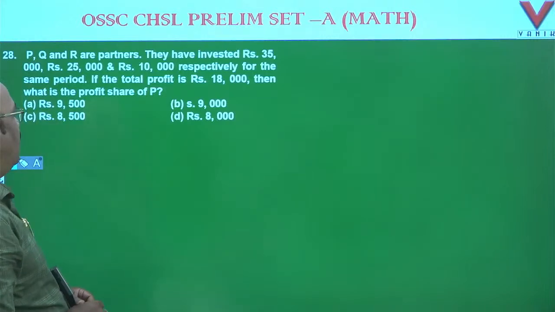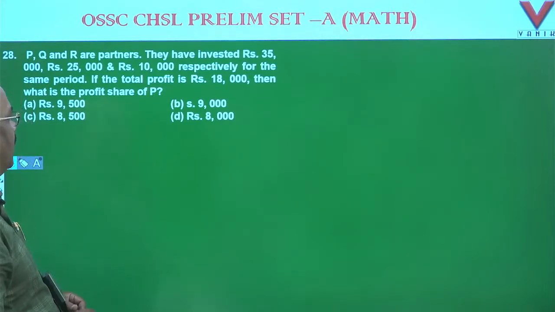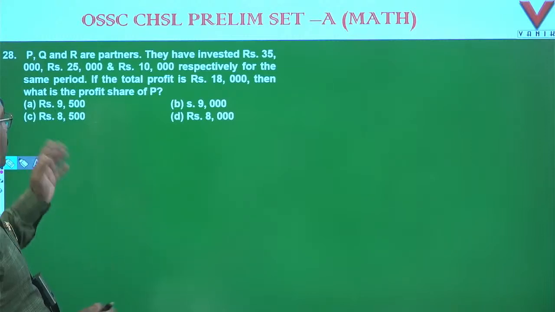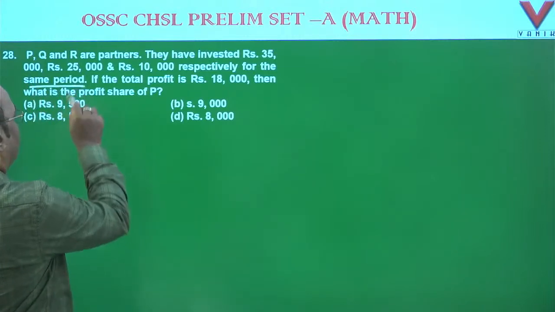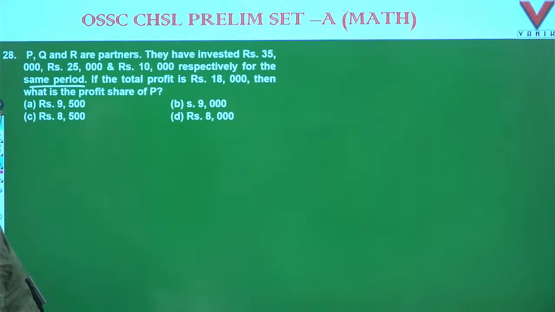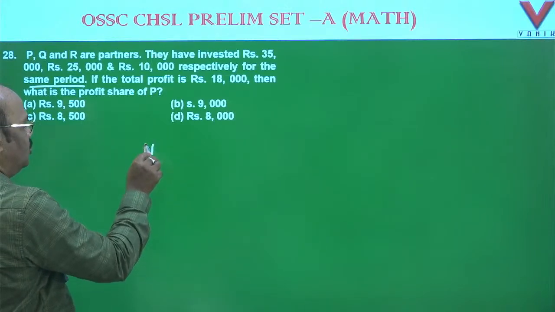P, Q and R are partners. They have invested rupees 35,000, 25,000, 10,000 respectively. For the same period, which means the time period is the same. If the total profit is 18,000, then what is the profit of P? First find the investment ratio.